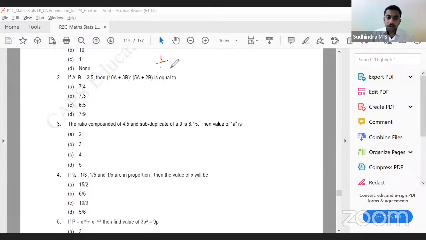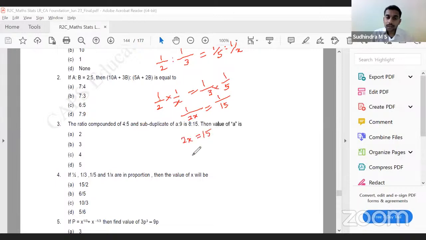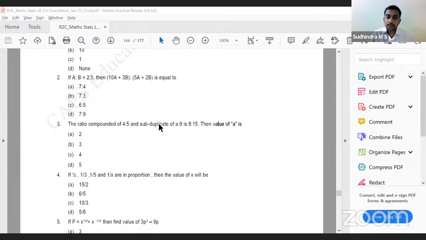So 1/2 is to 1/3 is equal to 1/5 is to 1/x. Product rule: 1/2 into 1/x is equal to 1/3 into 1/5. 1/2x is equal to 1/15. 2x is equal to 15. x is 15/2. Done? Yes. Next one, question number 5.